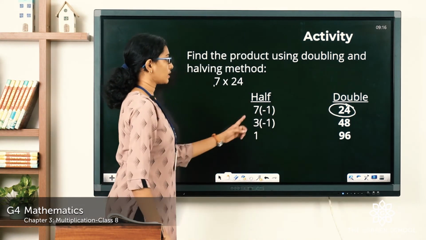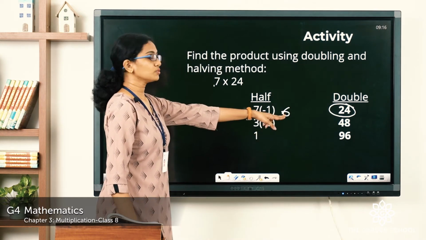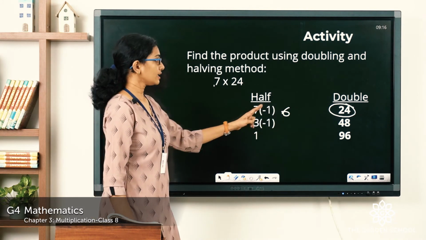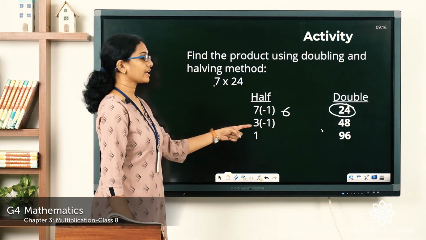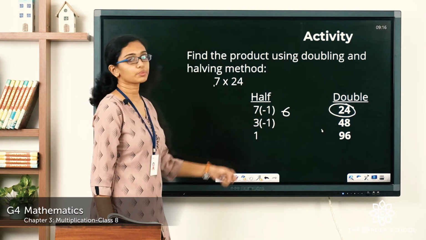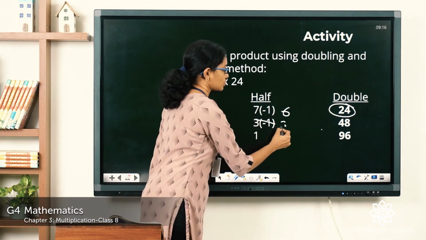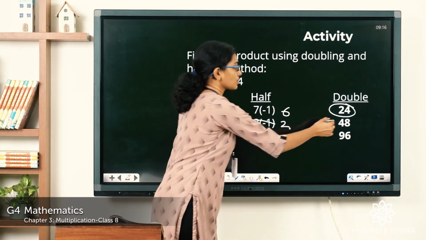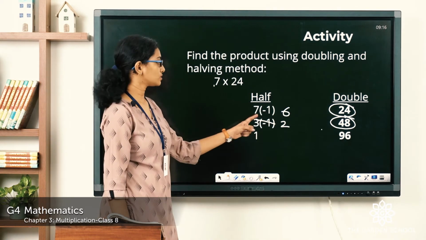So subtracting 1 from 7 gives you 6. Now we have to half this 6. Halving 6 gives you 3. And doubling this 24 or the multiplier gives you 48. Again, we cannot divide or half 3 exactly by 2. So again we subtract 1 from 3. And here it becomes 2. And here you have the multiplier here. Also note down this multiplier since we subtracted 1 from 3.